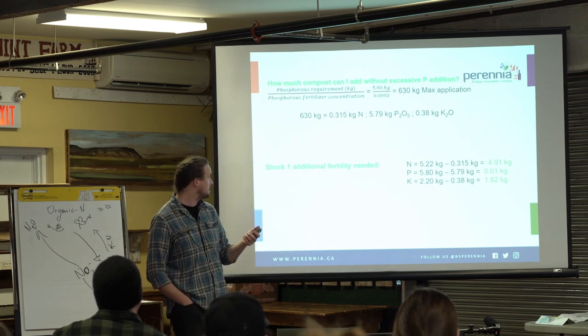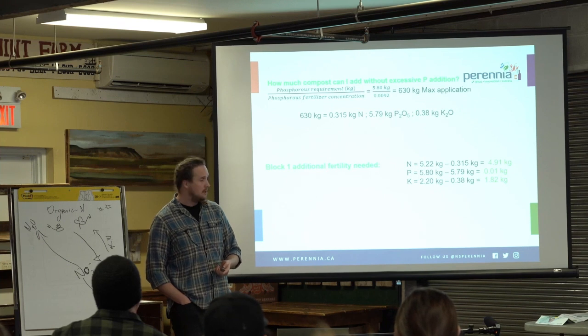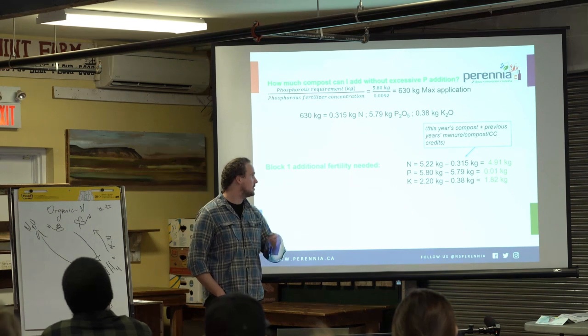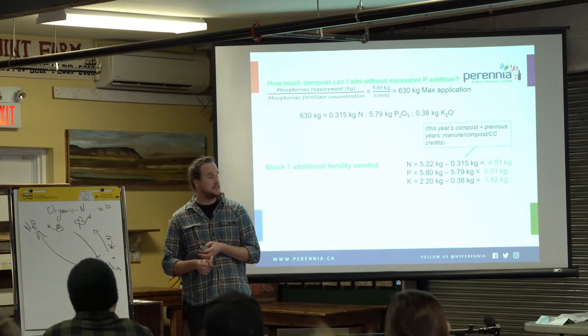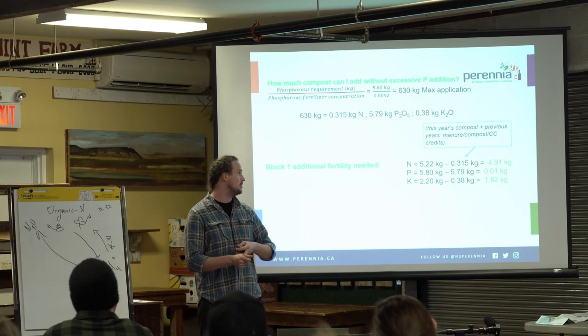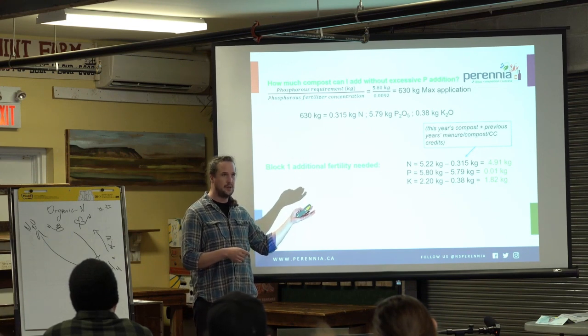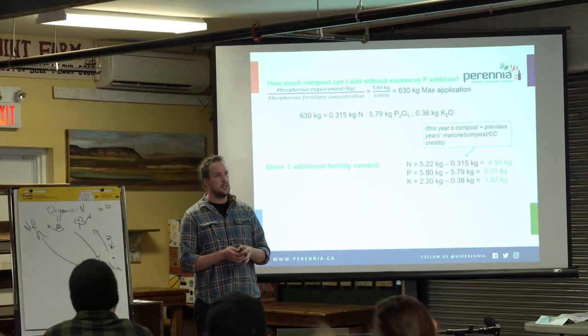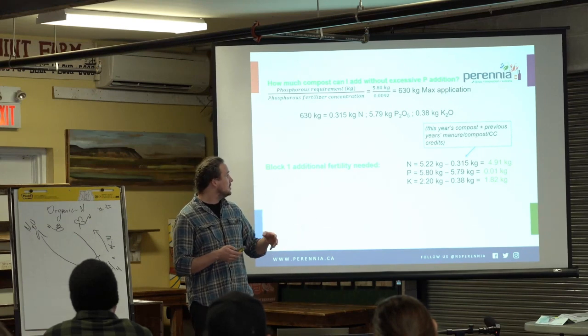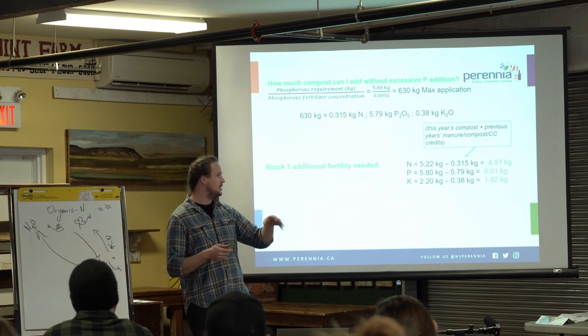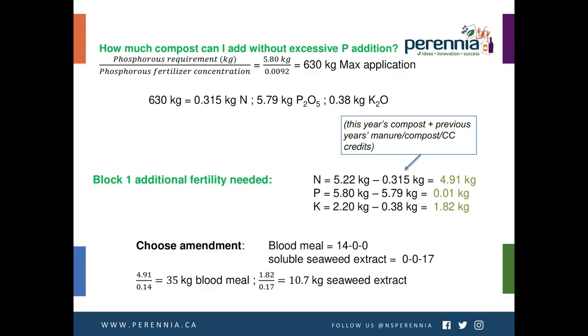I need 5.22 kilograms. So if you have nitrogen credits from cover crops, from compost you applied the previous year, or from the previous crop that was in your system, say you were growing spinach and you till in your spinach, you're going to get a little bit of nitrogen from that. So if you have other nitrogen additions, they would be added on the right-hand side here.